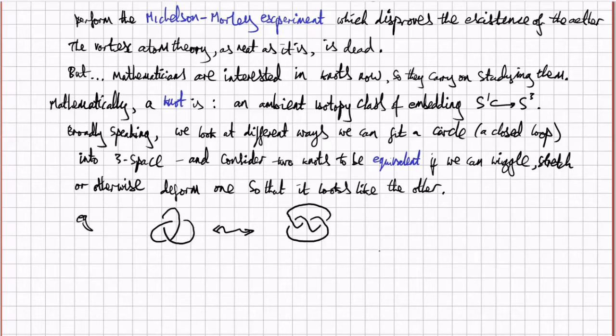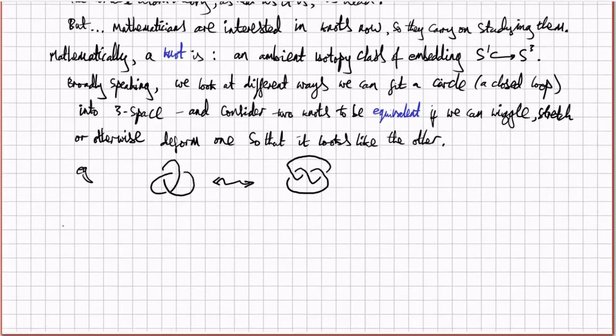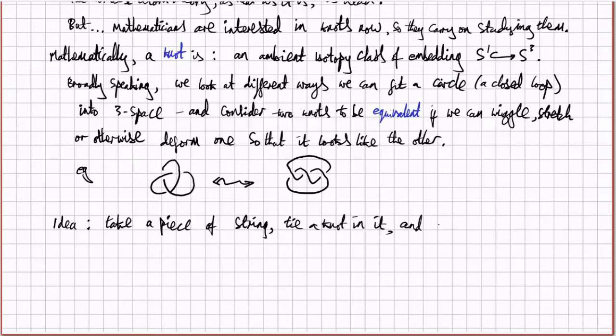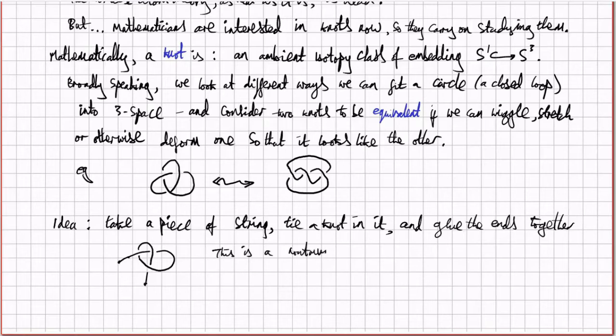So for example, here's a picture of the trefoil knot in two different forms. So essentially the idea here is that we take a piece of string, we can tie a knot in it, and we glue the ends together to get a closed non-trivially embedded loop in three-dimensional space.